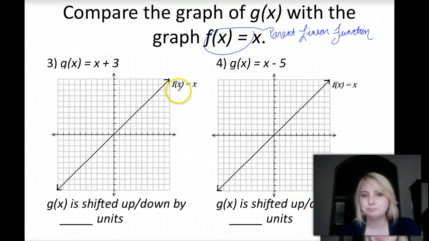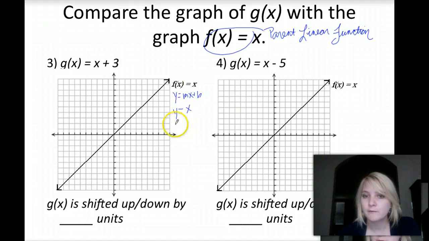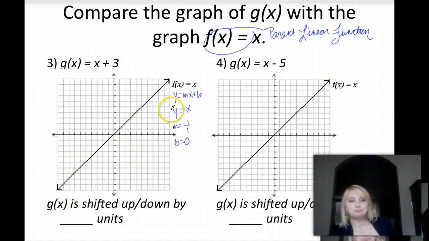So in 3, we're told g of x equals x plus 3, and f of x equals x is already graphed here. So if we want to think about this, refer back to slope-intercept form, our slope is 1, the coefficient in front of x, so we think of it as 1 over 1, and our y-intercept, since we're not adding or subtracting any value, is 0. So that's that first line drawn here.